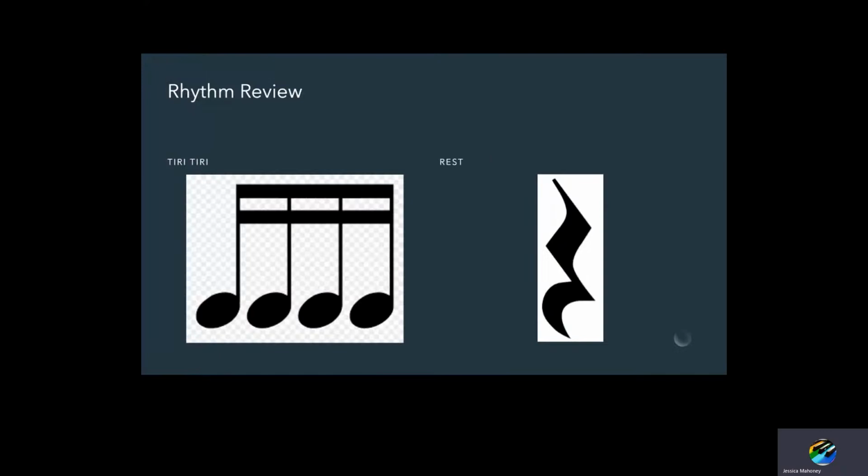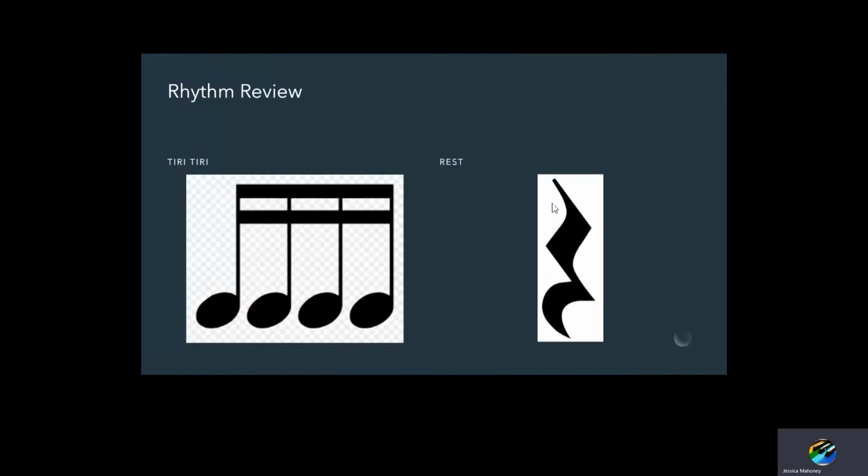Now, look at these rhythms. The first one has 4 note heads, 4 circles on it. How many sounds do you think it's going to make? That's right, it's going to make 4 sounds. So we call it teary, teary. 1, 2, 3, 4. Teary, teary. If you clap it, it sounds like this. Teary, teary. 4 sounds, 4 circles.